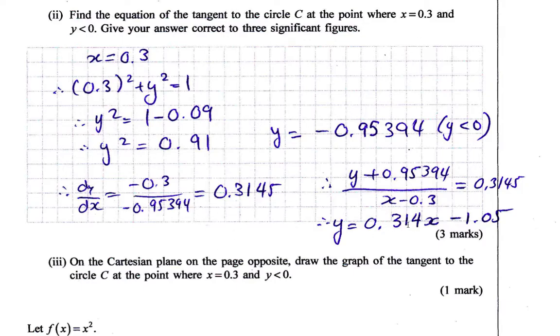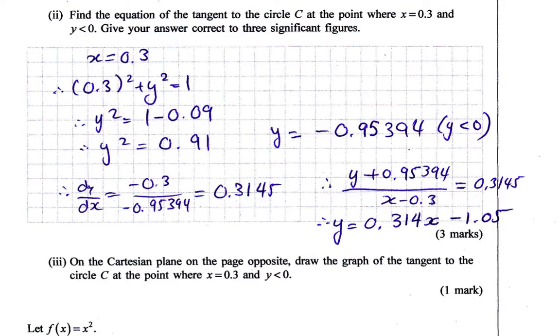Okay, so then we use the tangent formula, so y take the y coordinate, but we have a double negative there because the y coordinate's negative, and we have subtract the y coordinate, so it ends up with positive. So we have y plus 0.95394. Now we have x take the x coordinate down there, and the x coordinate's positive, so it's x take 0.3. And we set that equal to dy dx, because remember it's y take y coordinate, x take x coordinate equals the dy dx for that particular point.